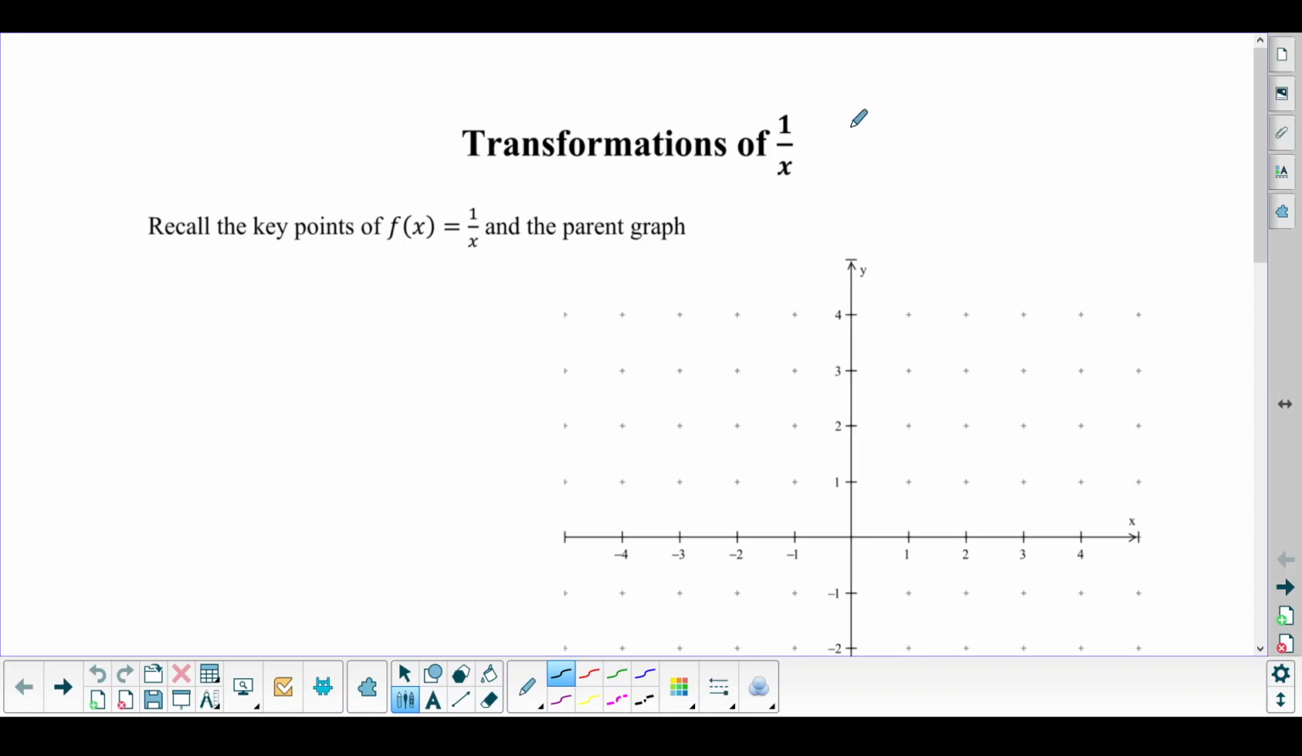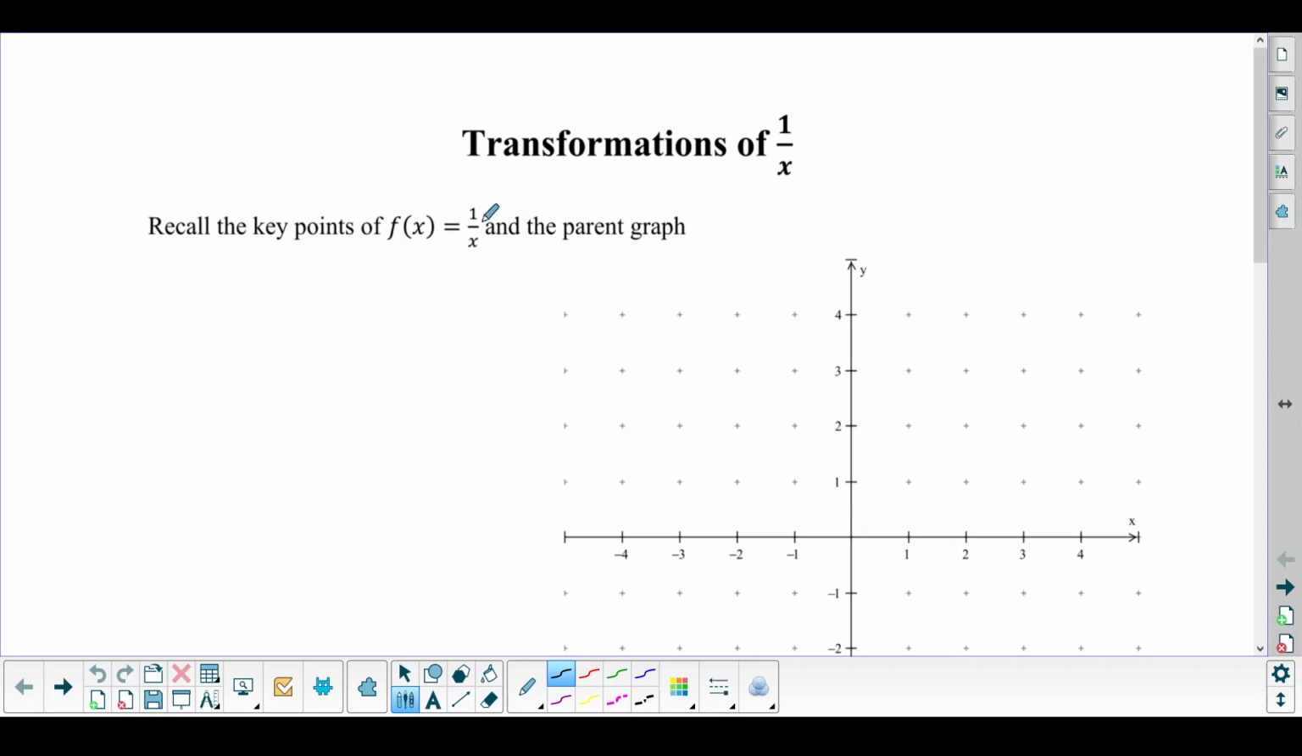All right, so we're going to be looking at transformations of 1 over x. This is sometimes called a rational function. It is a form of rational function, of course, with the x being on the bottom in the denominator, but sometimes also just called the reciprocal function. And we'll talk a little bit more about that as we get going.